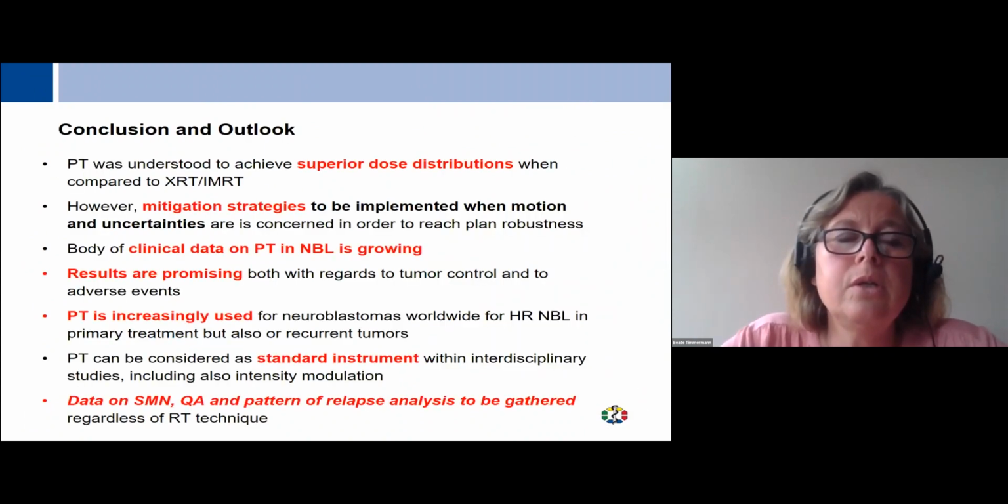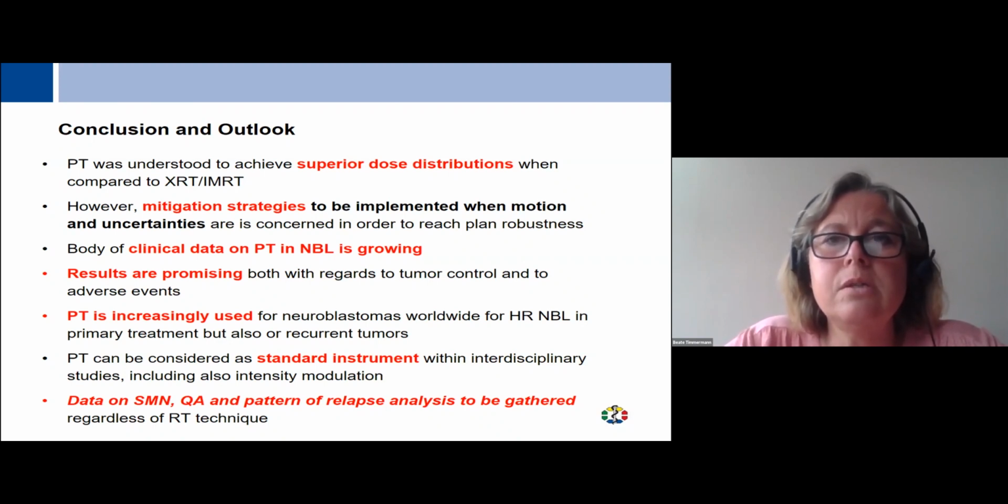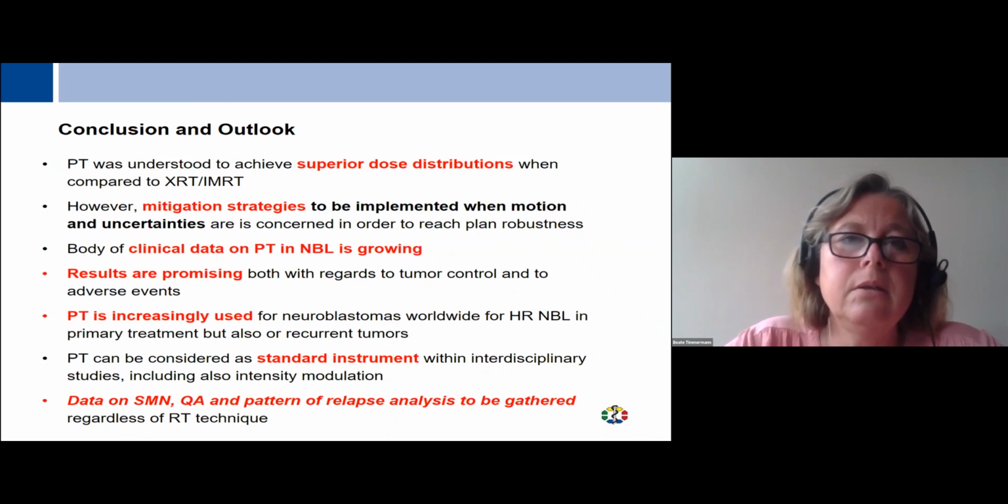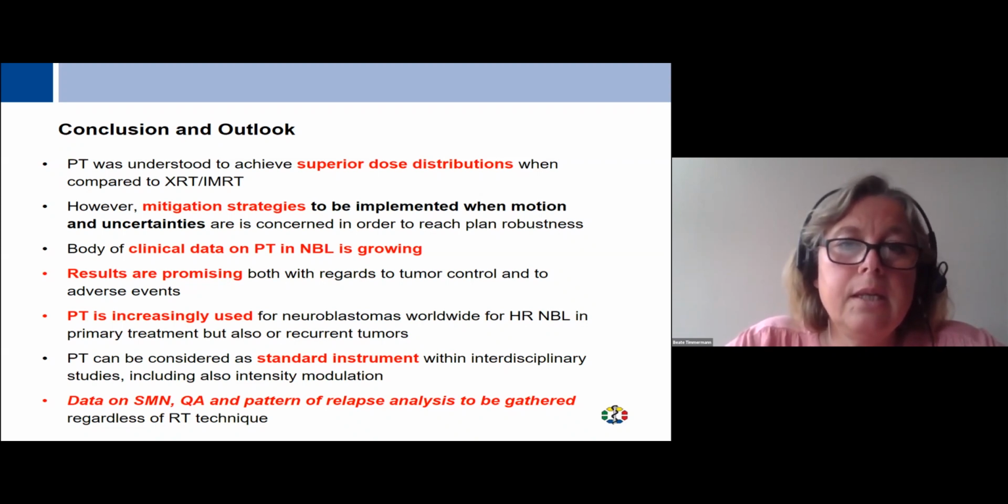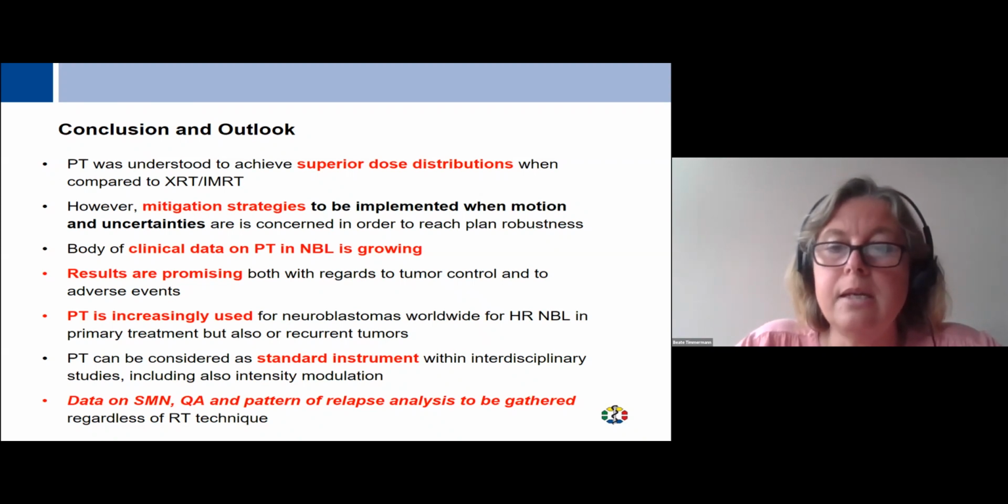So to conclude, I think we can state that proton therapy was understood to achieve superior dose distributions as compared to other external beam radiotherapy techniques with photons. However, we have to take care to have appropriate mitigation strategies to consider any potential uncertainty. The body of clinical data on proton beam therapy is growing and results are promising. It is therefore increasingly used for neuroblastomas, and I think it can today be considered as a standard instrument.